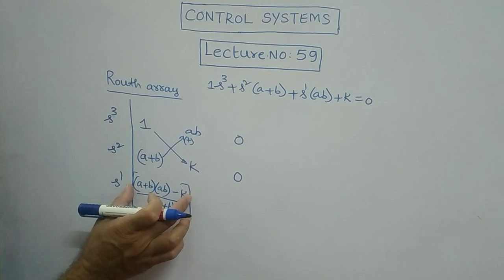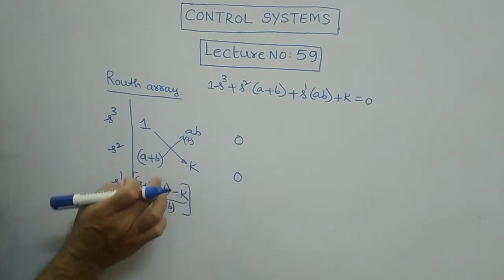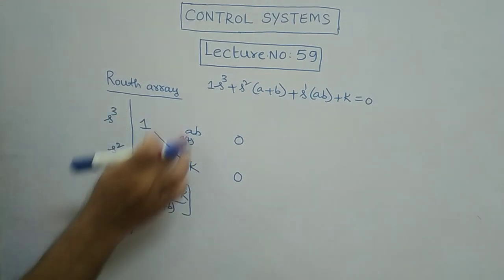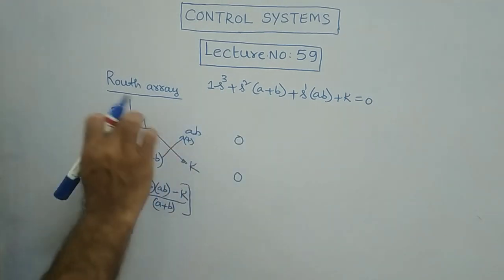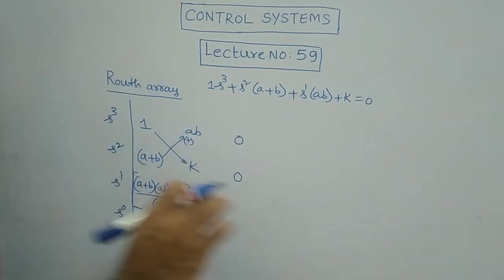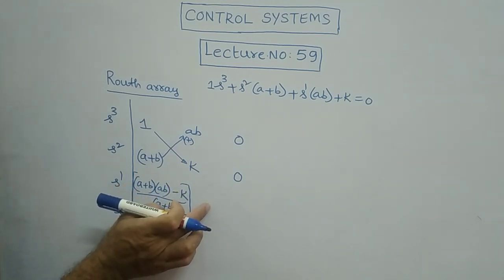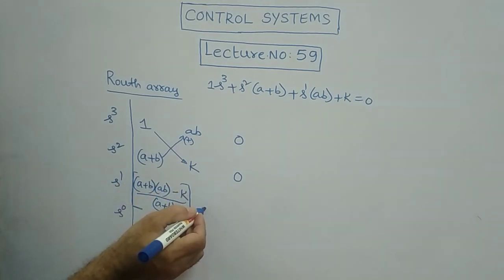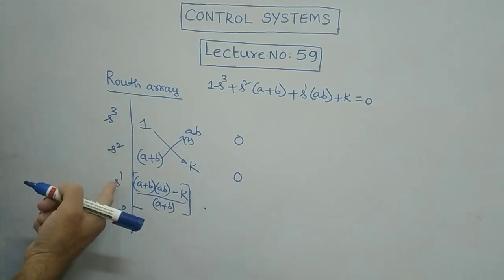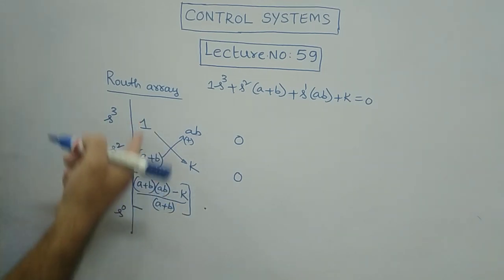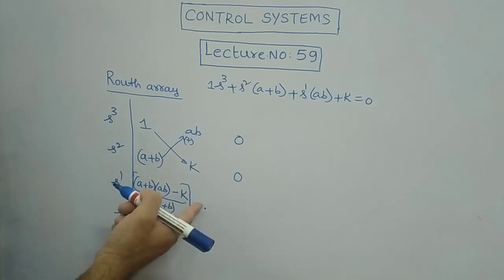I think you understood how this is calculated. This is the first element. This is the first column, second column, third column. This is the first row, second row, third row, like that. This is the first column, and this is the first element. Then what is this element here? What is the second element? In s power 1, this is the first element in the first column. Then what is this second element?